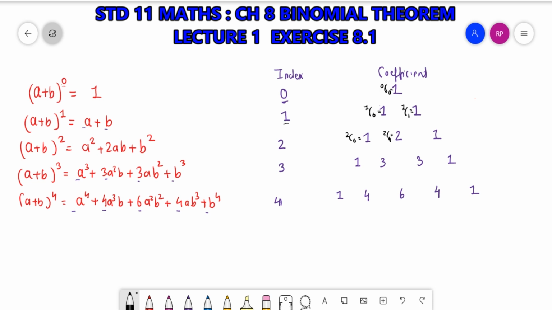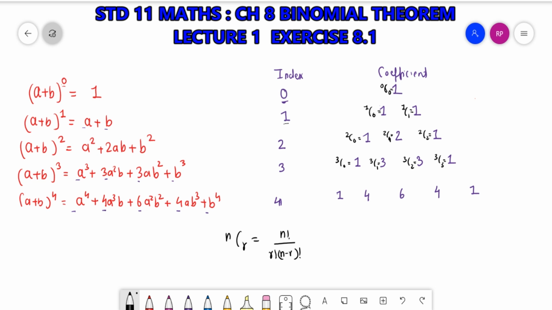2C1 is equal to 2, 2C2 is equal to 1. When the power is 3, 3C0 is 1, 3C1 is 3, 3C2 is 3, 3C3 is 1. Okay, we are using this combination like nCr. We used it in previous chapters, chapter number 7. nCr is n factorial upon r factorial into n minus r factorial.